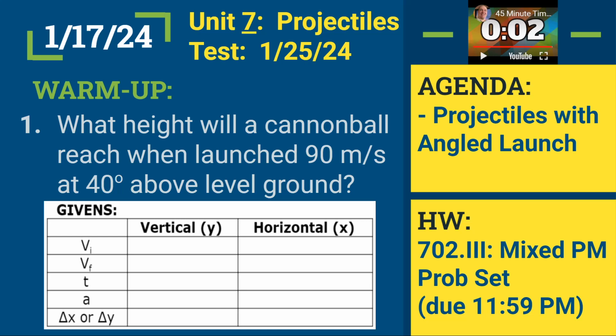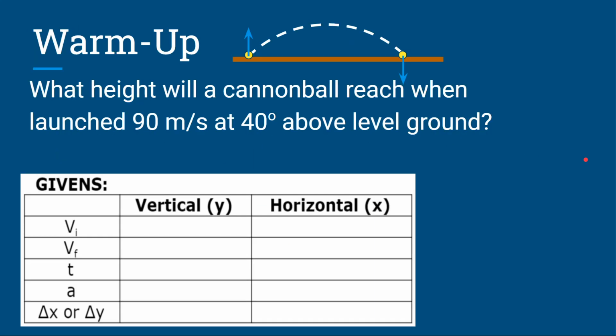It says, what height will a cannonball reach when it's launched at 90 meters per second at 40 degrees above level ground? Okay, we've already talked a little bit last week about how to handle questions when we have a projectile launched at an angle. So hopefully you remember some of that, but if not, then definitely follow along as we go over this warm-up question. So we're going to start by labeling some information that we know.